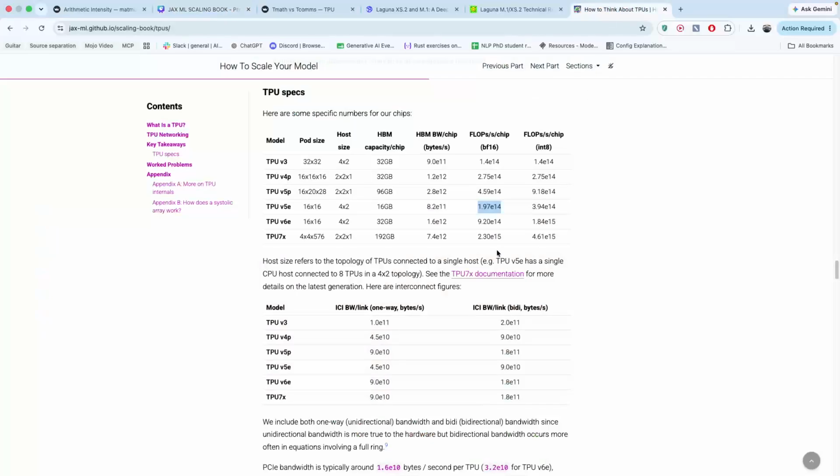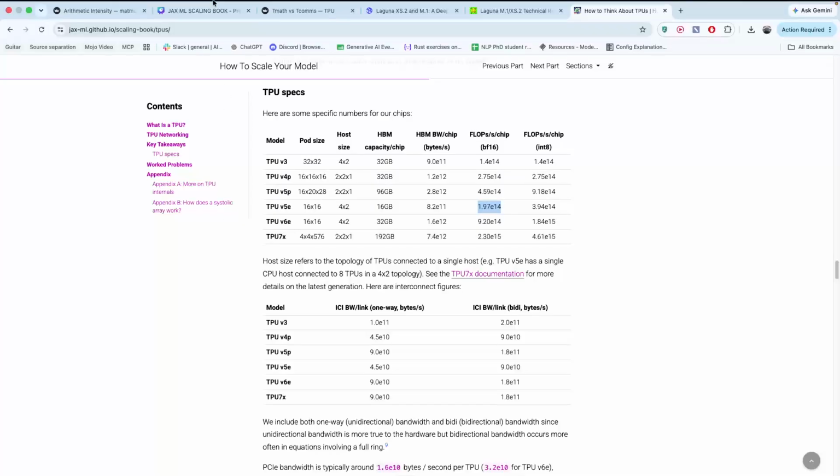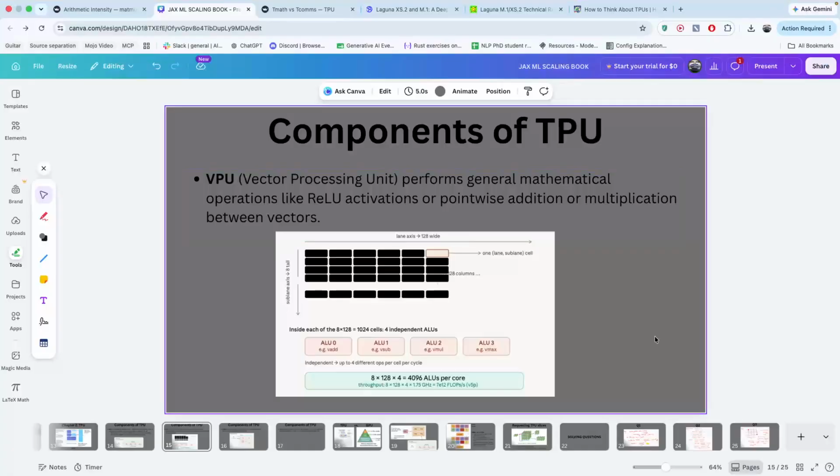So the flops from the MXU units in a TPU are much higher compared to the VPU. Matrix multiplications are charged with a higher number of floating point operations as compared to operations like ReLU or pointwise addition and multiplication.